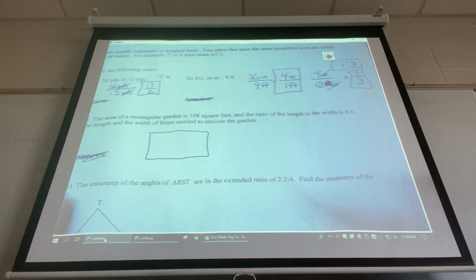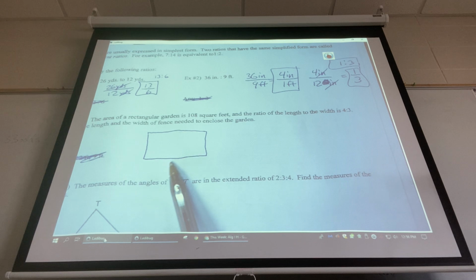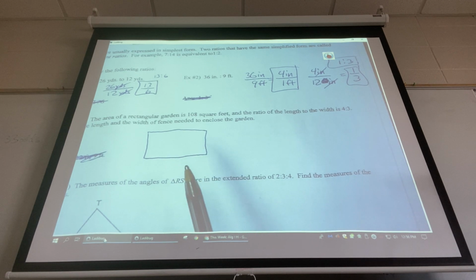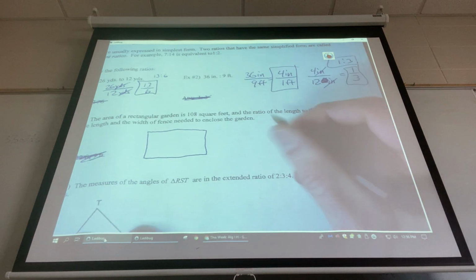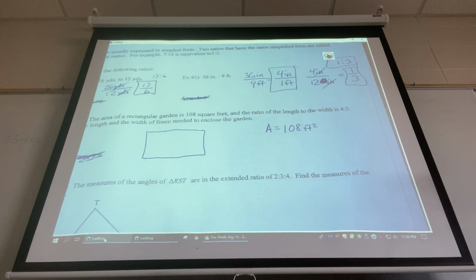There's usually a lively discussion about whether this is length or width, and vice versa. It doesn't matter. You can argue it either way, but it really doesn't matter. Just pick one to be one and one to be the other. First off, it says our area is 108 square feet, so I imagine that's going to be helpful. Let's go ahead and read the rest of this.